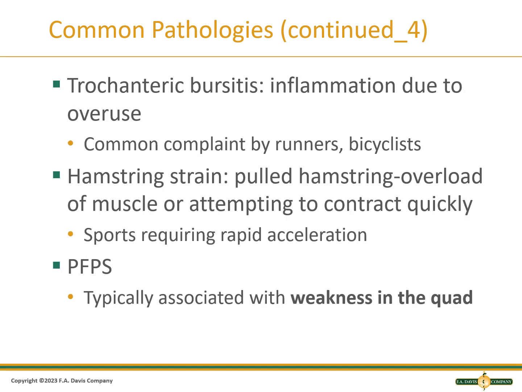Trochanteric bursitis is inflammation due to overuse. It is a common complaint by runners and bicyclists, and it occurs over the greater trochanter. A hamstring strain is a pulled hamstring, overload of muscle, or attempting to contract quickly. Typically happens in sports that require rapid acceleration. We can see a proximal hamstring strain at the attachment to the ischial tuberosity, or we can see a distal hamstring strain at one of the different insertion sites for the hamstrings, but because the hamstrings have 3 different distal attachments, we more commonly see a proximal hamstring strain.